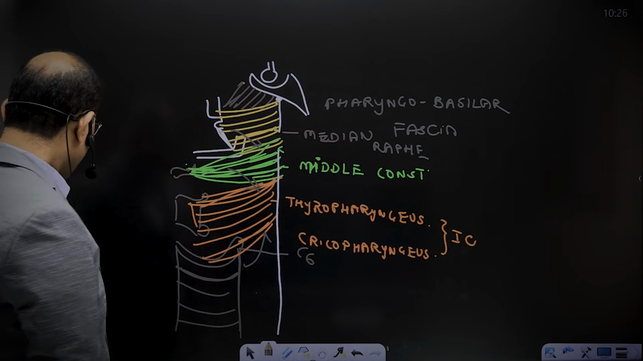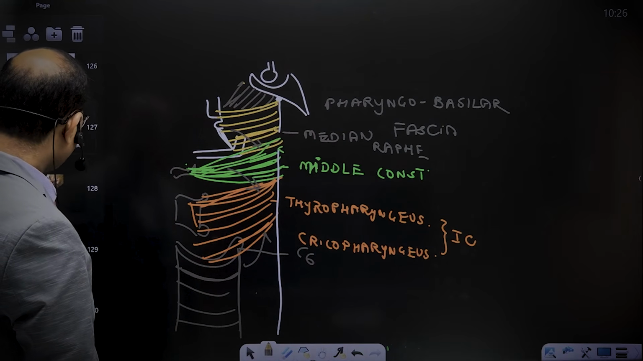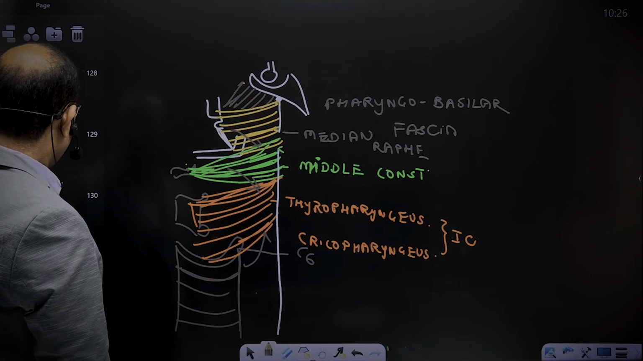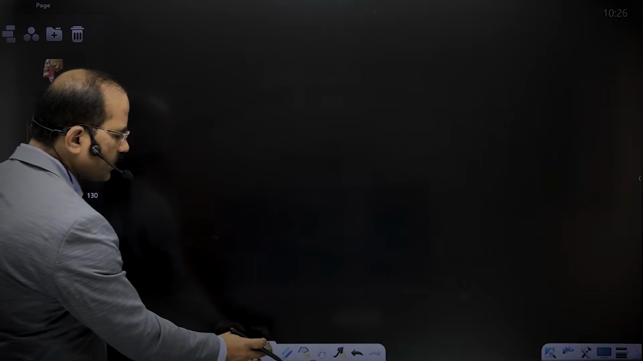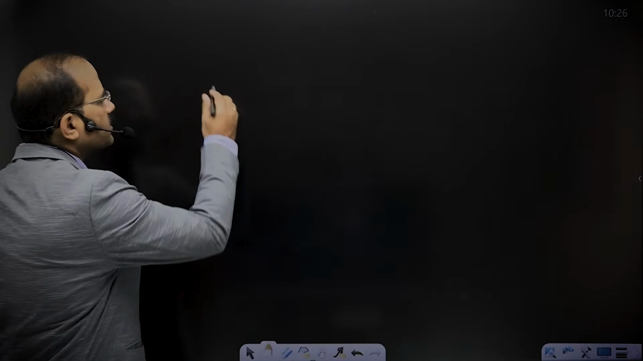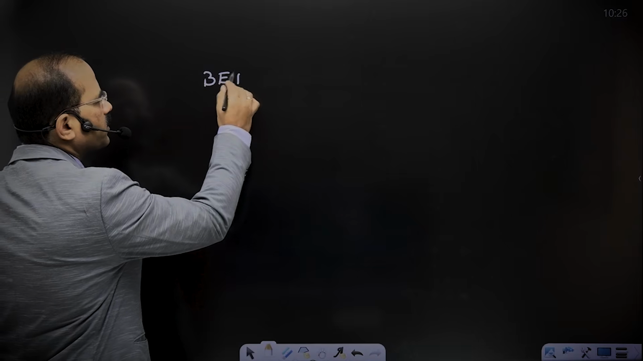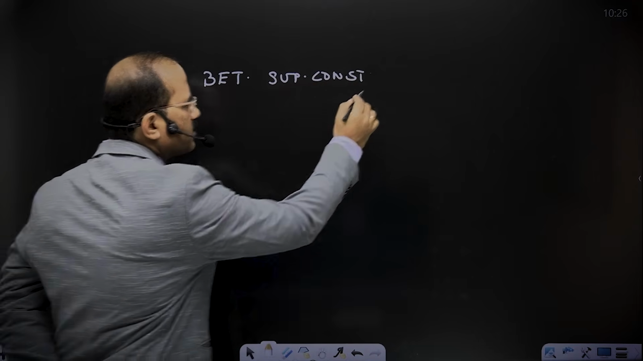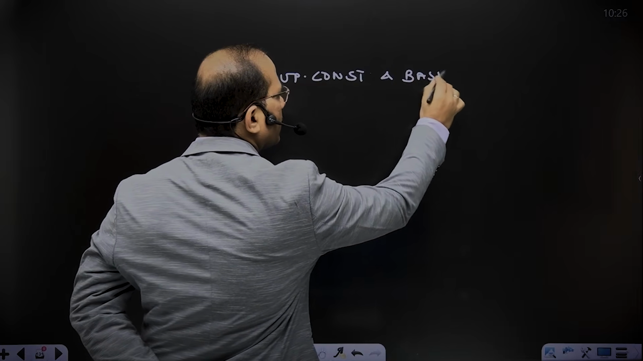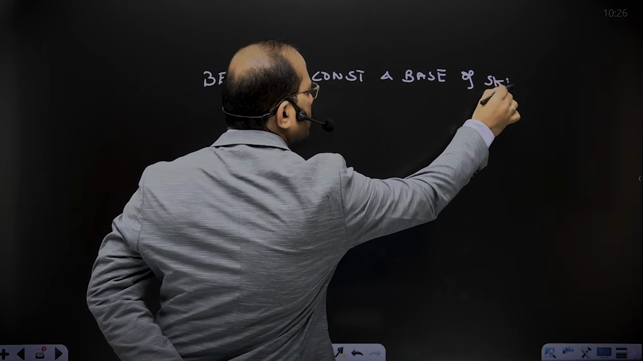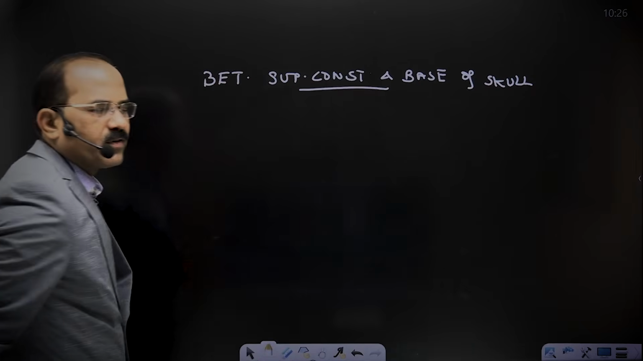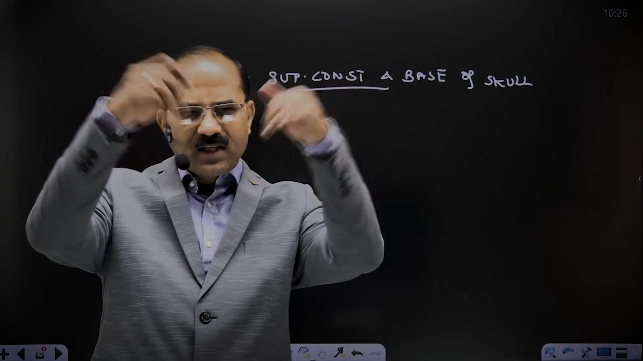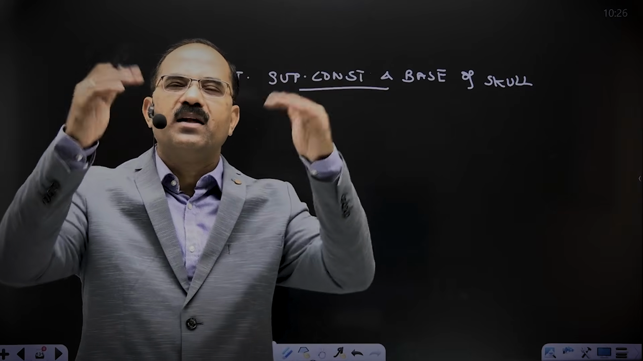Now, this is a very important MCQ that we get here. What are the structures which pass between the constrictors? One moment, let me just write this down for you. Structures passing between the superior constrictor and the base of the skull, or you say structures passing above the superior constrictor. That's also fine.